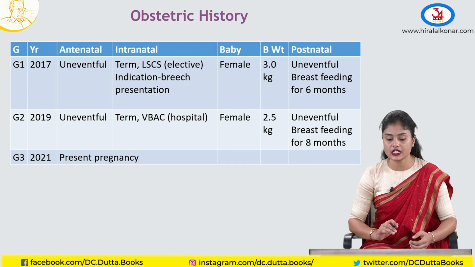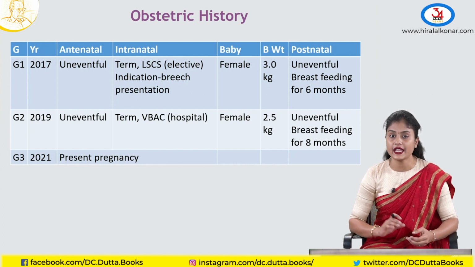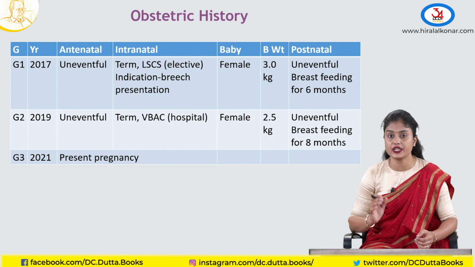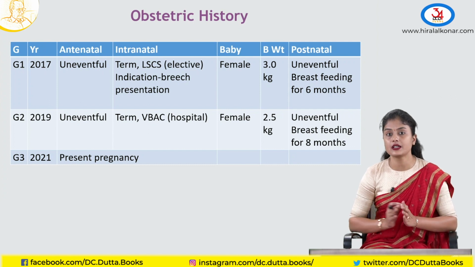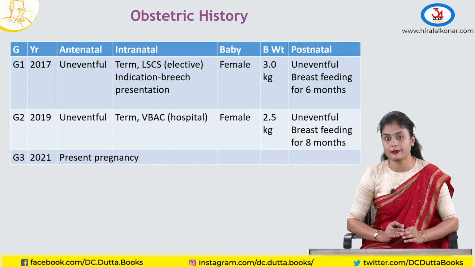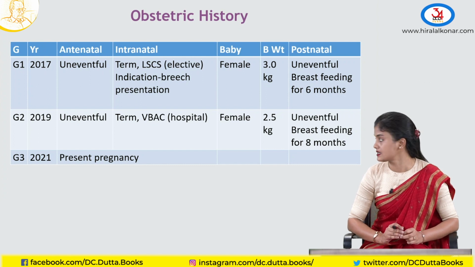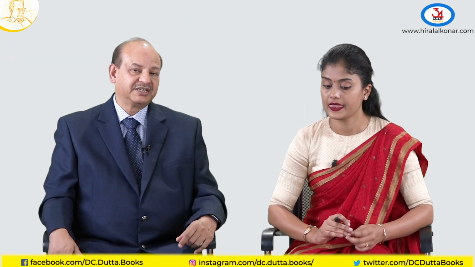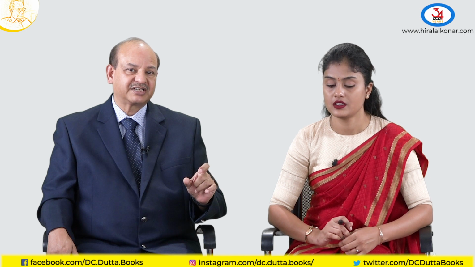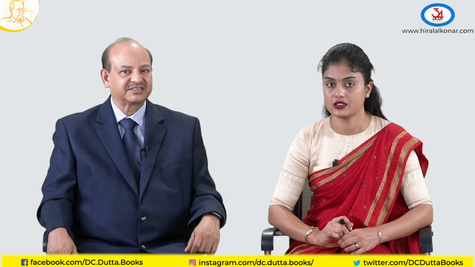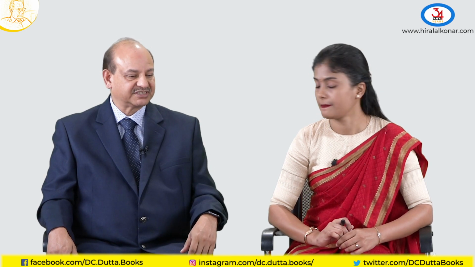Intranatally, she underwent a Caesarean section, which was done electively in view of breech presentation. It was a female baby, 3 kgs birth weight, and postnatally it was uneventful and she breastfed the baby for 6 months. So, how significant is this elective Caesarean for breech presentation as an indication for her previous Caesarean?